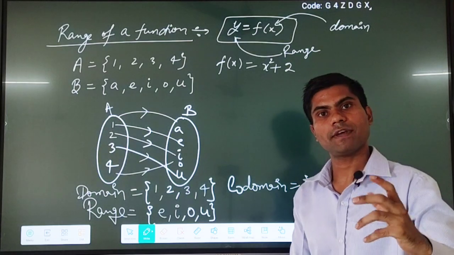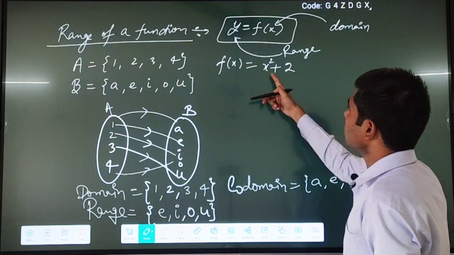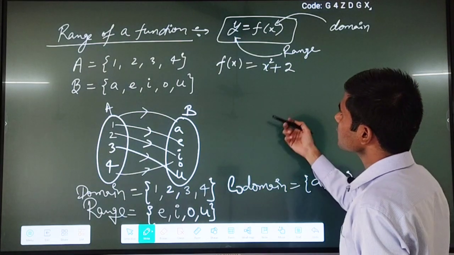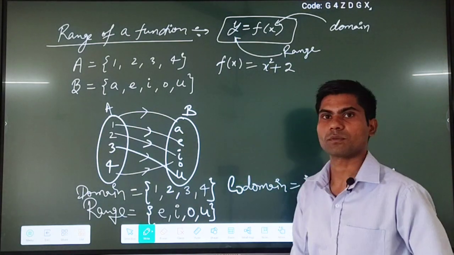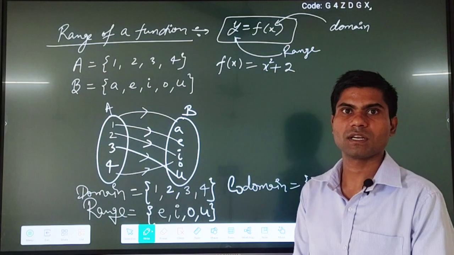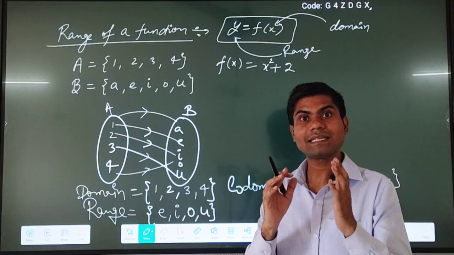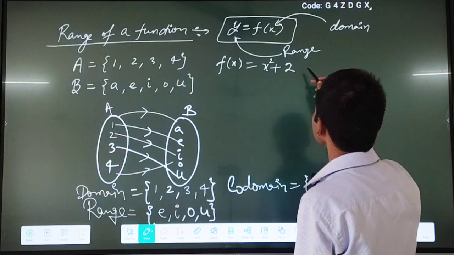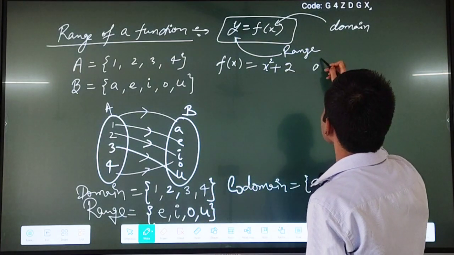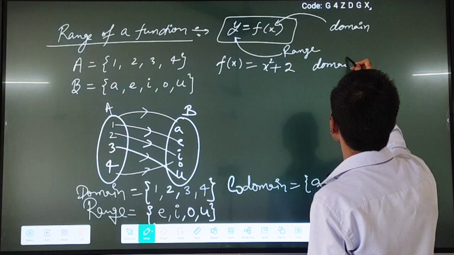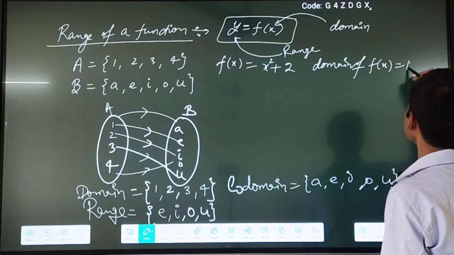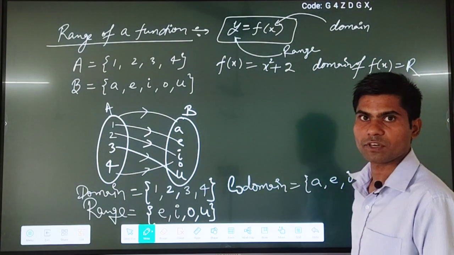Domain means the values of x. So what type of values can you put instead of x? Instead of x we can put anything: any real number, positive number, negative number, decimal number. So for all real numbers x, f(x) is defined. So here we can write domain of f(x) is equal to real numbers, all types of real numbers.